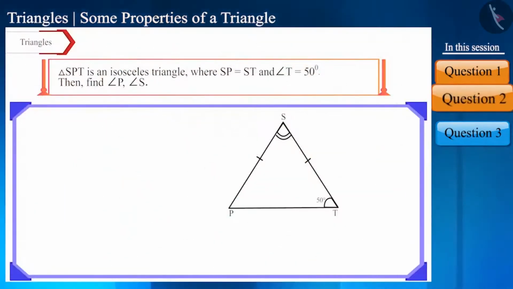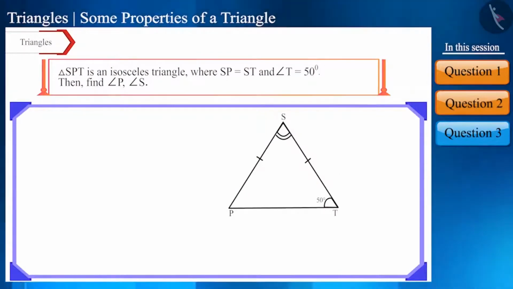Let's move to the next question. In the given figure, triangle SPT is an isosceles triangle in which side SP is equal to ST and the measure of angle T is 50 degrees. Then find the values of angle P and angle S.